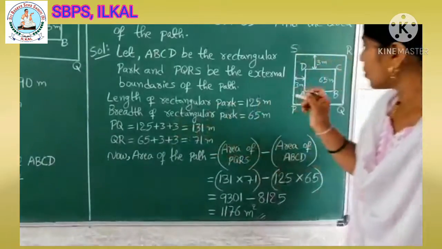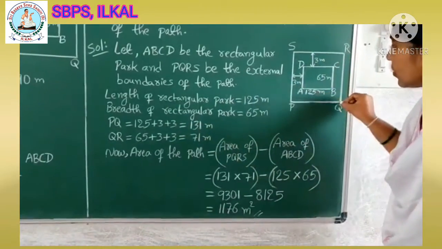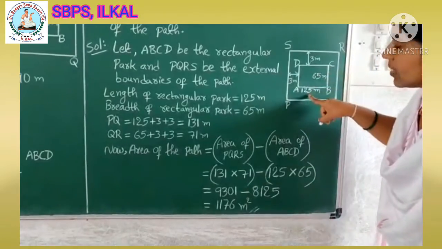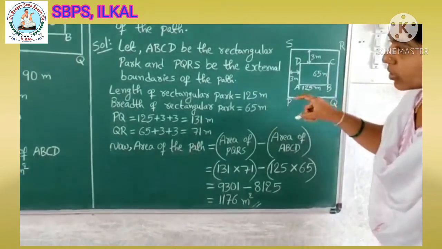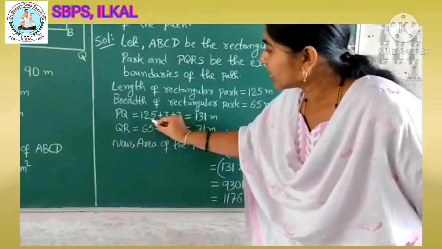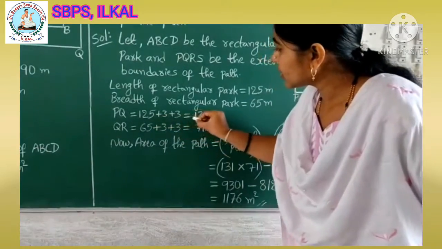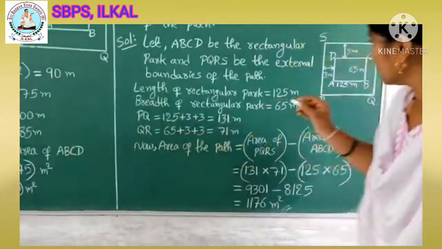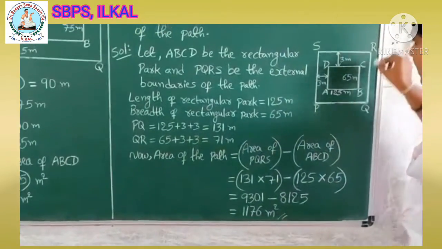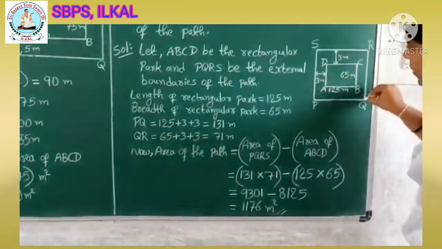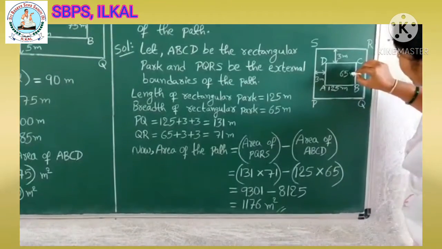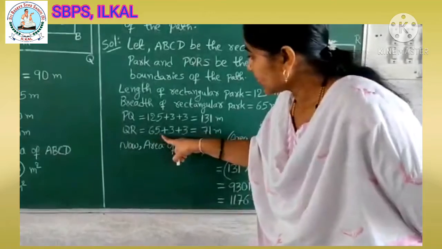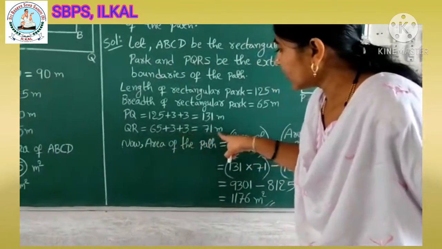Then PQ length we will get by adding 3 meter plus 3 meter including 125 meter. PQ is equal to 125 plus 3 plus 3 which is equal to 131 meter. QR length, we should add 65 meter plus 3 meter plus 3 meter. 65 plus 3 plus 3 is equal to 71 meter.